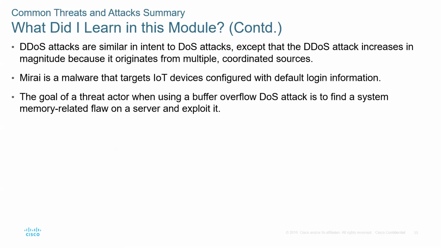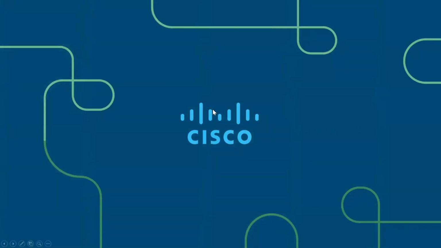And the goal of a threat actor is to use a buffer overflow in a DOS attack to find a system-related memory flaw and therefore gain access to the server, exploit it, and get that data back out of the RAM. And that summarizes this module.